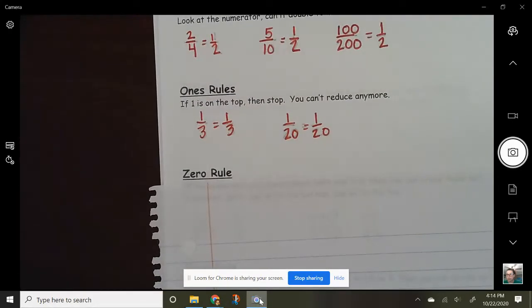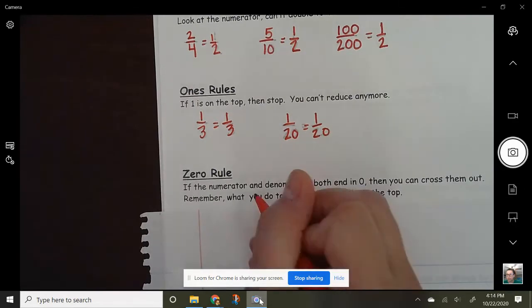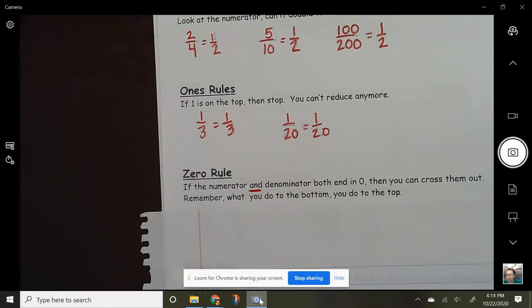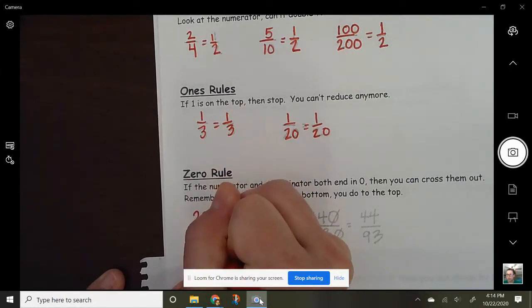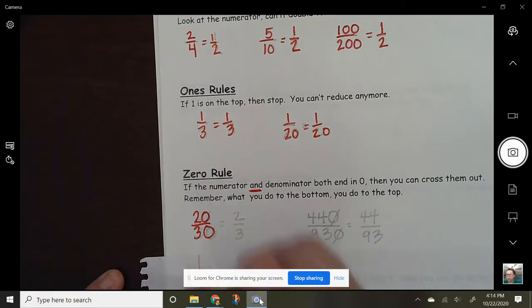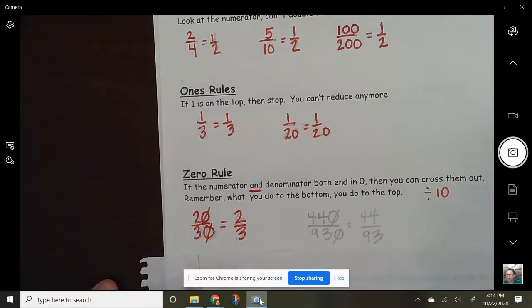The 0 rule. If the numerator and, this is the big part, the denominator both end in 0, then you can cross them out. Remember, what you do to the bottom, you do to the top. And here is an example. I have 20 and 30. They both, the numerator and denominator, end in 0, so I can cross those out. The reason why this rule works is I am dividing by 10. Technically, I am dividing those both by 10.